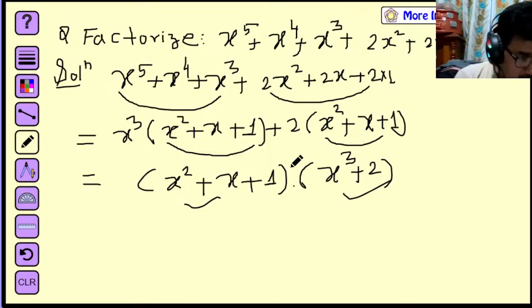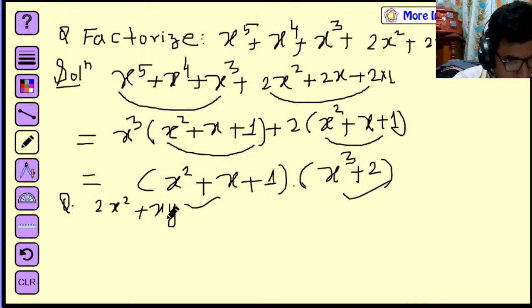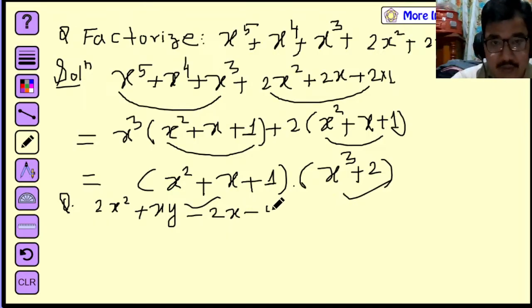Look here, I want to show you one more question. If the question is given like this, what to do? The question is 2x square plus xy minus 2x, and the last term is minus y.